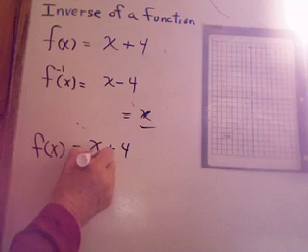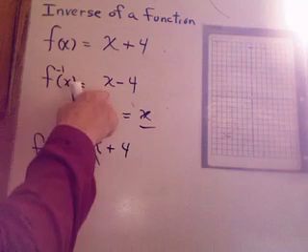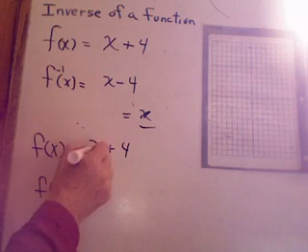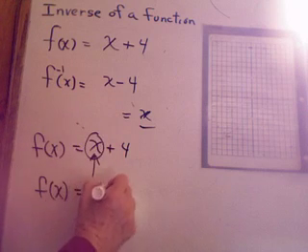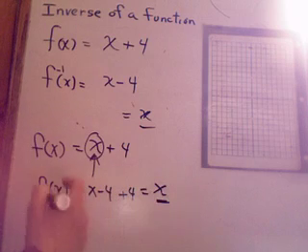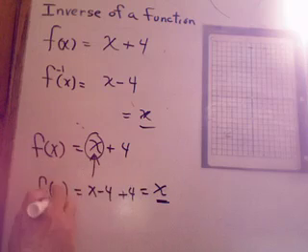And in there, I'm going to put the inverse function, which is x minus 4. So watch what happens. f of x equals, I'm going to replace the x with x minus 4, plus 4, and I get x. That means that one function is the inverse of the other.